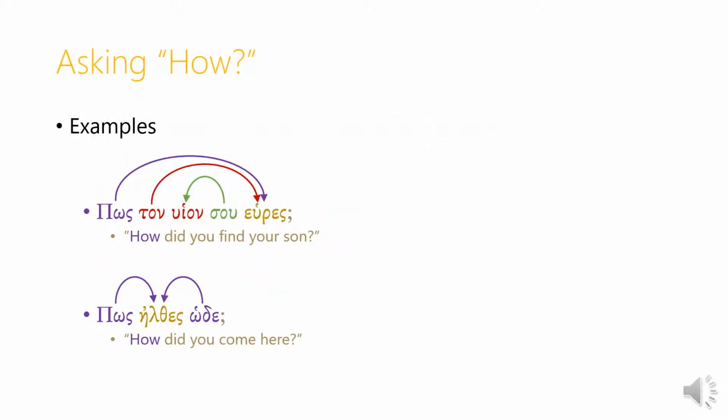So here are some examples. Πως ton huion su hures? How, πως, did you find hures, your son, ton huion su? Or πως elthes hode? How, πως, did you come, elthes, here, hode?